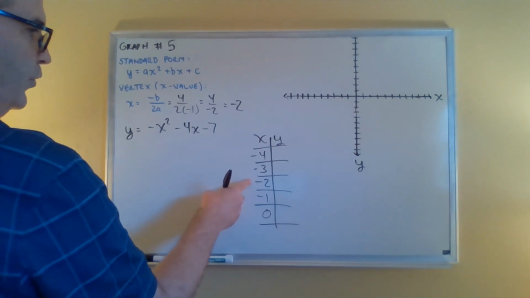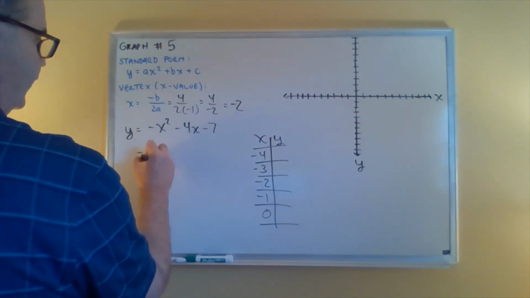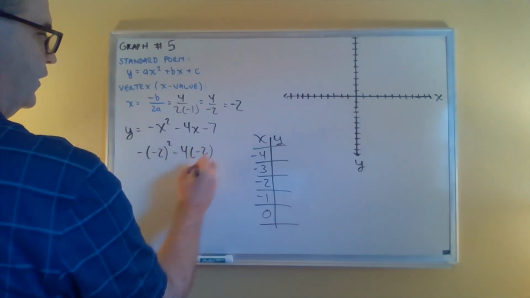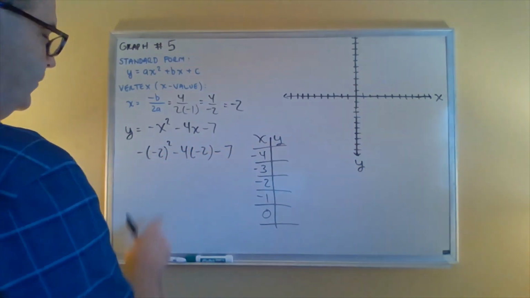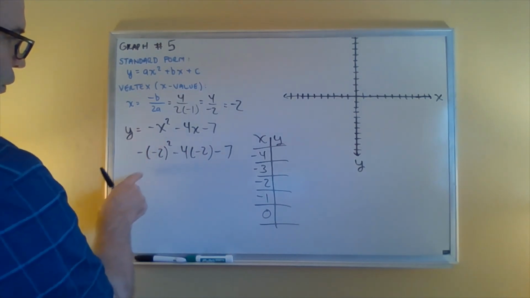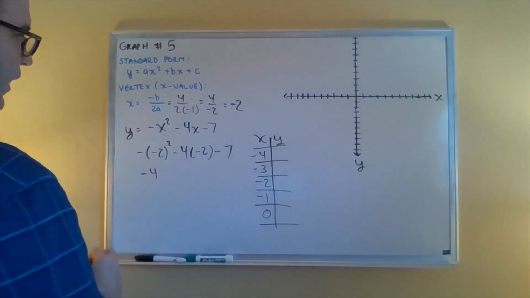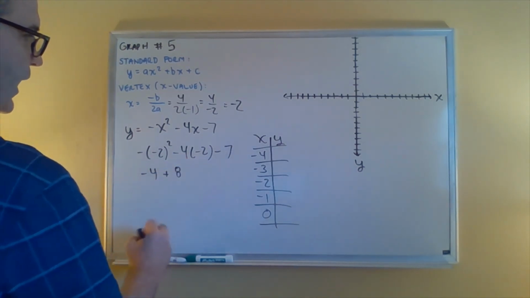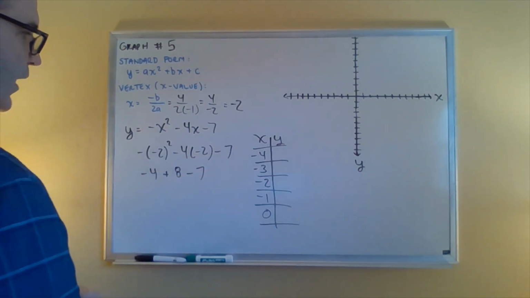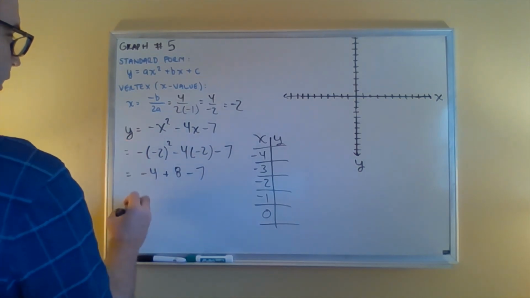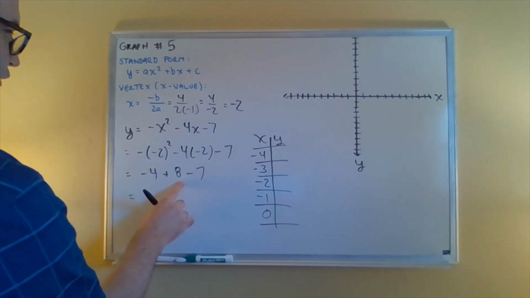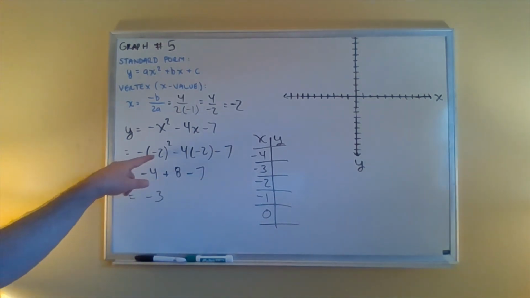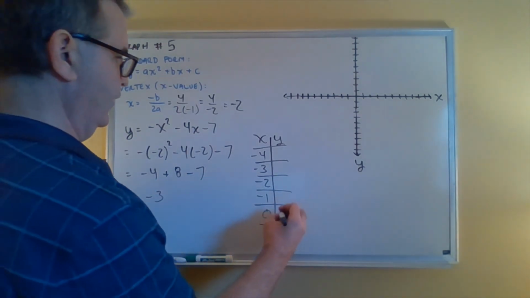So the first value, I'm going to plug in my vertex first. I'm going to get the opposite of -2 squared minus 4 times -2 minus 7. Well, -2 squared is 4. I'm going to take the opposite of that though, so -4. I have -4 times -2, that is a positive 8. And then finally, I'm going to subtract my constant of 7. So -4 plus 8 is a positive 4, and 4 minus 7 is -3. So when x is -2, my y is -3.